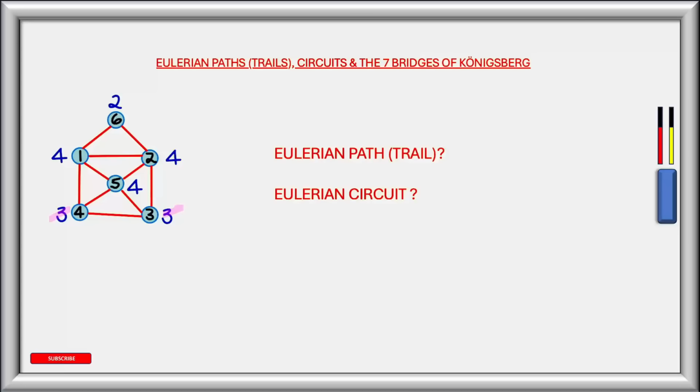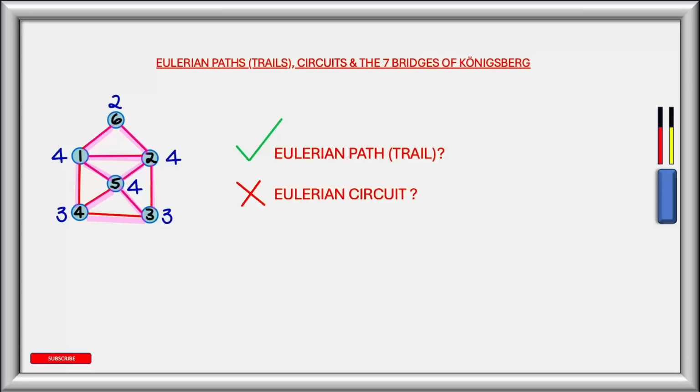So let's see if we can follow this trail and use every edge once. We need to start at one of the vertices which has an odd number of degrees. So let's start at vertex 4 and we can go to 5, from 5 to 3, from 3 back to 4, from 4 to 1, from 1 to 5, from 5 to 2, from 2 to 1, from 1 to 6, from 6 to 2, and then from 2 to vertex 3. So we've used up all the edges, and all the edges only once. And so this is an Eulerian path or trail.